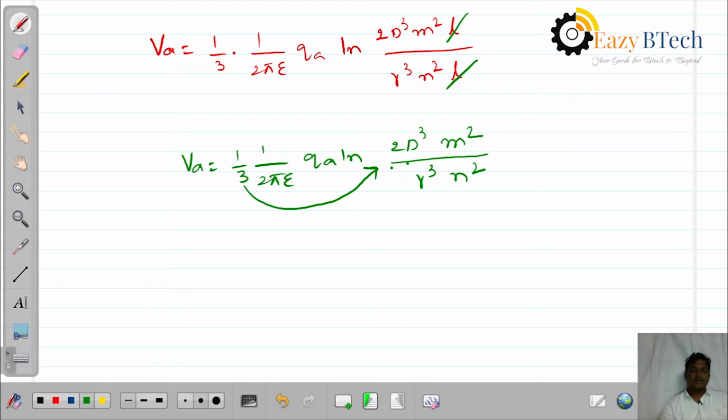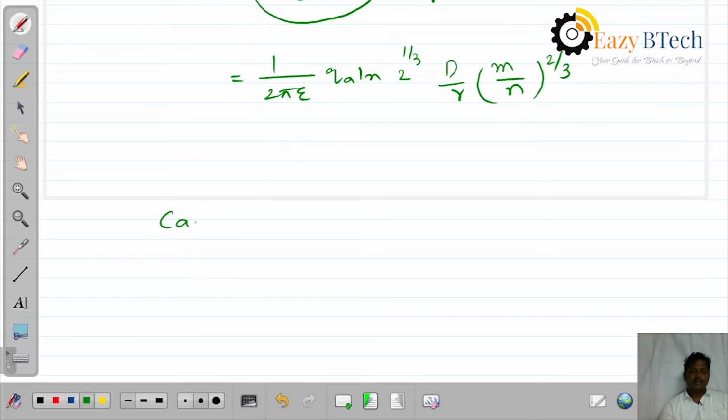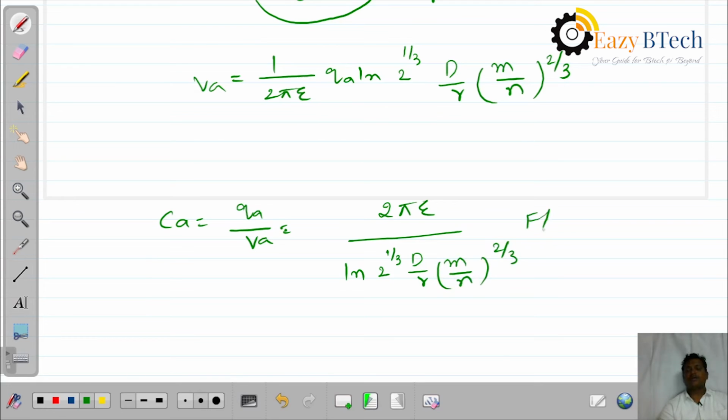Here, bring this root 3 under ln, we get 1 by 2 pi epsilon, 2a ln 2 power 1 by 3 d by r, m by n power 2 by 3. Now the capacitance of conductor A, Ca equals 2a by Va. Substitute Va here, you get 2 pi epsilon divided by ln 2 power 1 by 3 d by r, m by n power 2 by 3 farad per meter. Or the same equation we can write as 10 power minus 9 divided by 18 ln 2 power 1 by 3 d by r, m by n power 2 by 3 farad per meter.